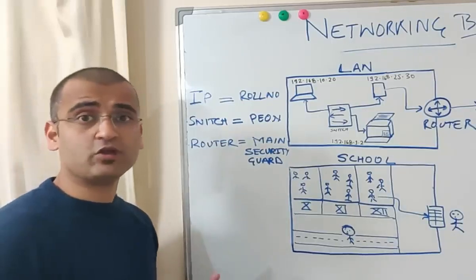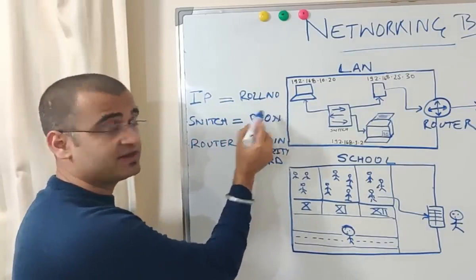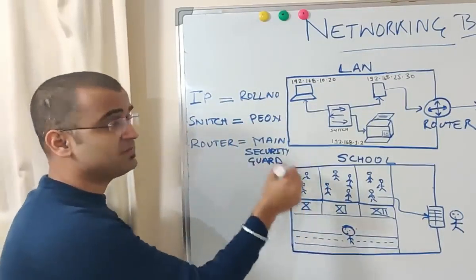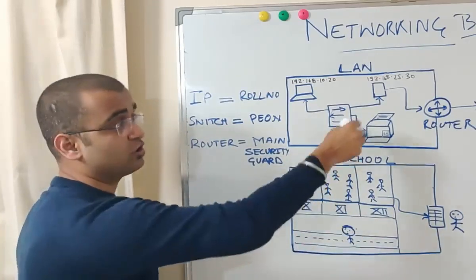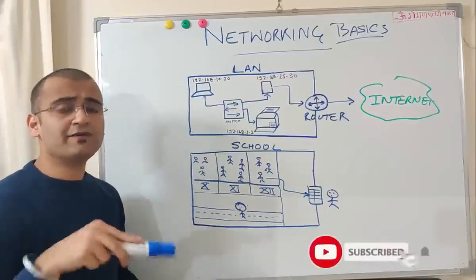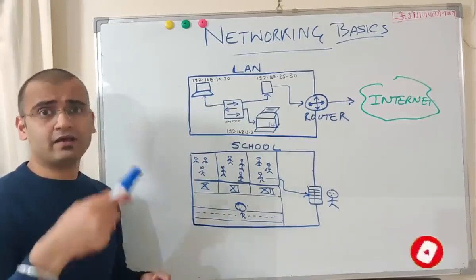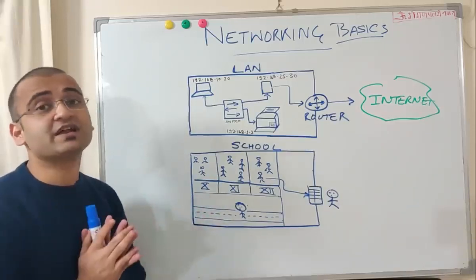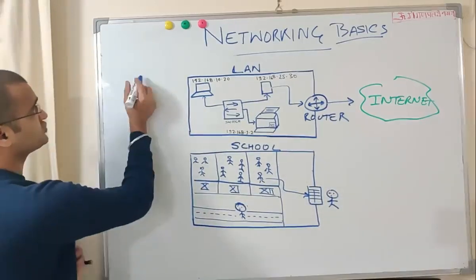So to draw some analogies, the IP of any machine can be the roll number of any student. A switch can be the peon, and a router can be the main security guard which allows you to go outside your school or go outside the network. But the question arises, how would a machine know whether another machine sits within the local area network or somewhere outside the main local network? How can a machine understand that? That can be done through yet another concept which is called a subnet.